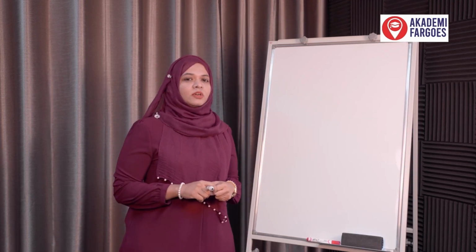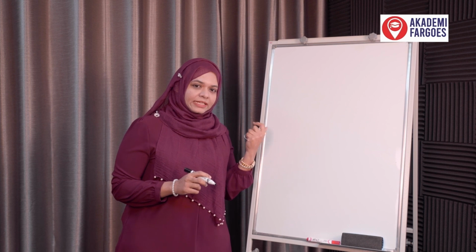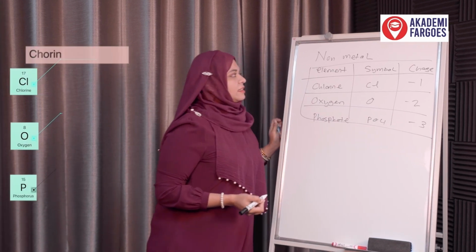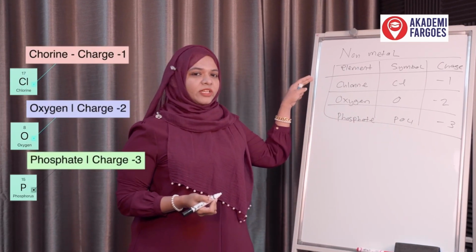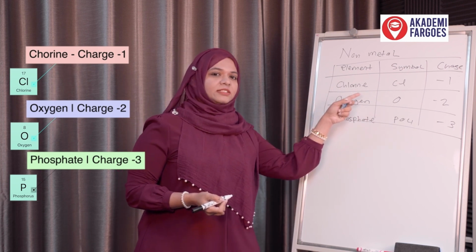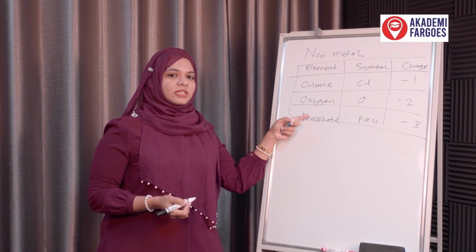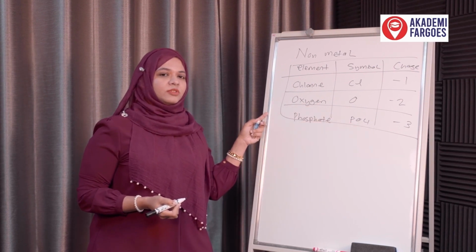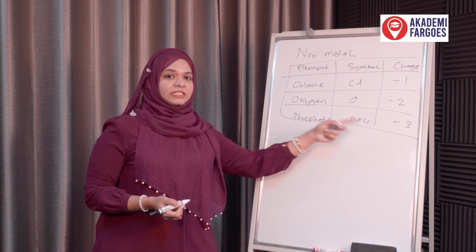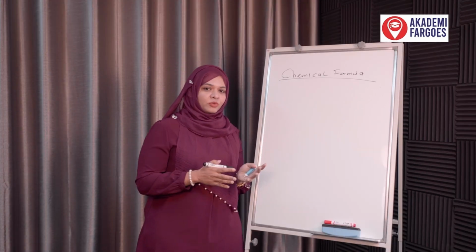Just now I wrote about metal. Now I'm going to write about non-metal. These are non-metals: chlorine, oxygen and phosphate. Chlorine's symbol is Cl and the charge is -1. Oxygen's symbol is O and the charge is -2, and phosphate's symbol is PO4 and the charge is -3. Okay, now students, I'm going to teach you chemical formula.